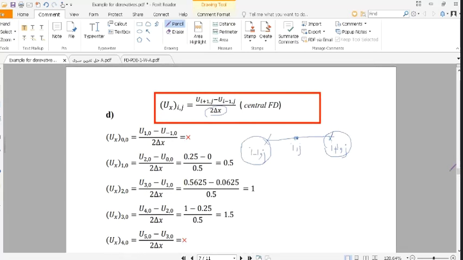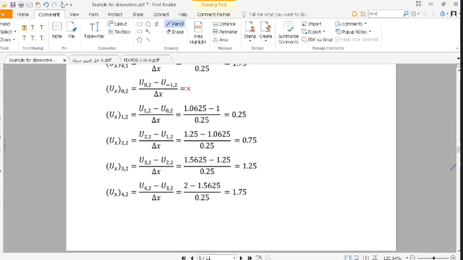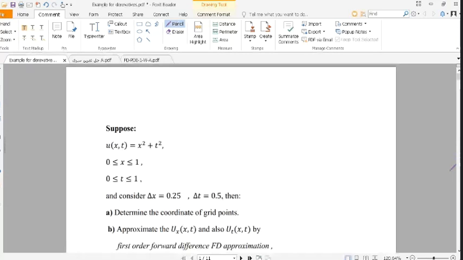This is the formula, and the U for this formula is this. U is x squared plus t squared. X starts from 0 to 1. T starts from 0 to 1. Delta x equals 0.25 and delta t equals 0.5.